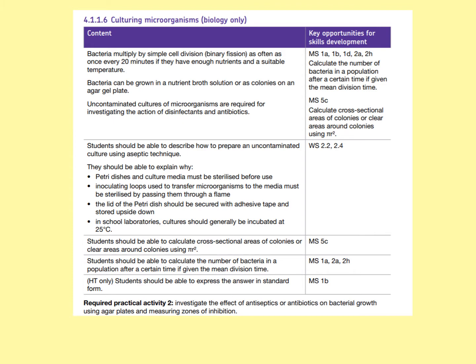So at the bottom here, there is a required practical. So again, you need to know the method, you need to know the risks, etc. So we're going to look at how you can grow just one single type of bacteria. And then what you would do is look at how you can work out if certain antibiotics can kill that bacteria.